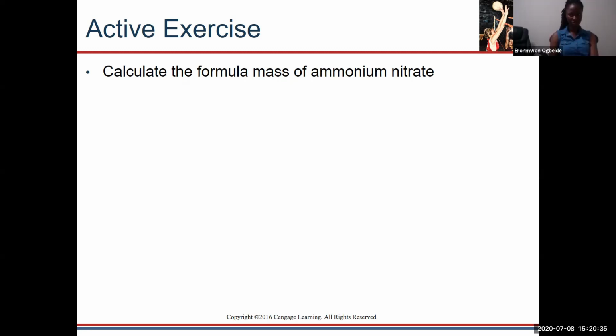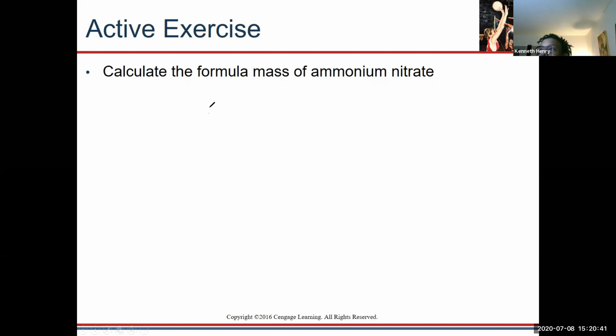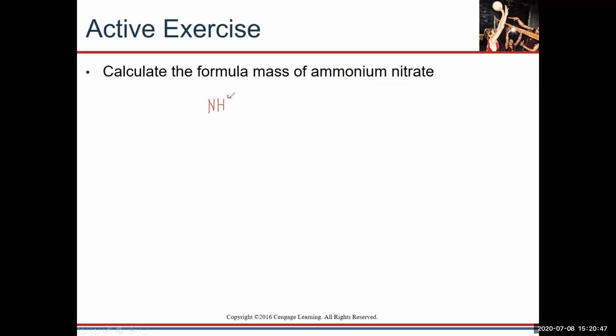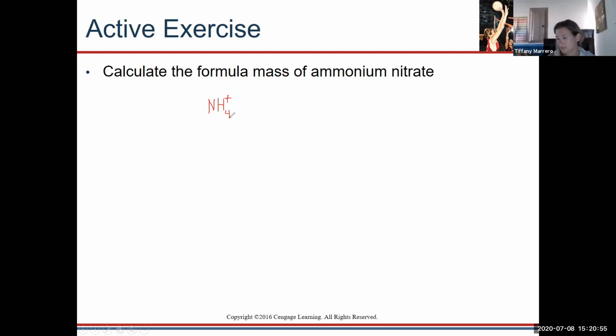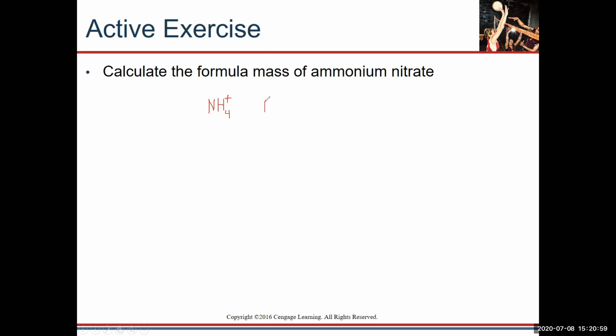NH4 plus. Okay, I'm going to write down what you guys say. I'm not going to say one word. So you said NH4, and then I heard plus. And then for nitrate, that's going to be NO3 negative.